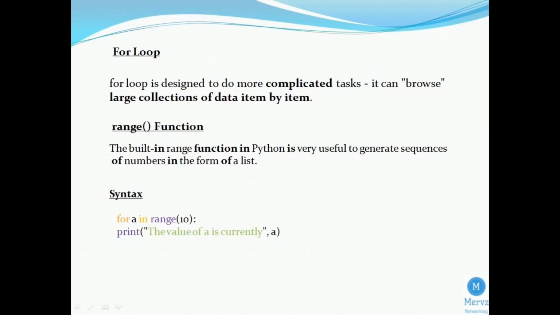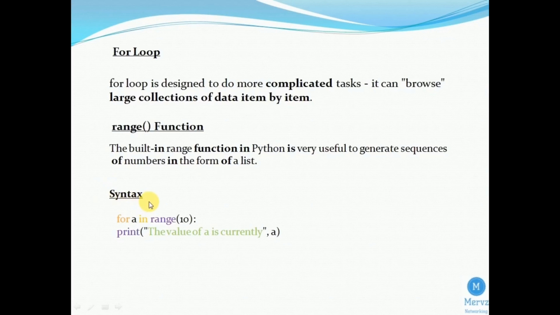Hi guys, in my previous video we discussed the while loop. Today we are going to discuss the for loop with range function. A for loop is designed to do complicated tasks. It can browse a large collection of data item by item. And the range function is a built-in function in Python and is very useful to generate a sequence of numbers in the form of a list. Let's see the syntax and an example for loop with range function.